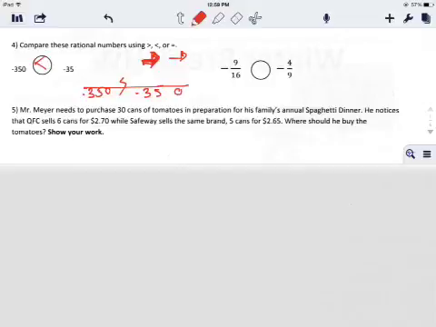These are a little trickier because I can't really think of a common denominator off the top of my head, so I'm going to use another trick here. I'm going to use cross multiplication, right? So 9/16 and 4/9. I am going to multiply 16 times 4, and that would be 64, and 9 times 9 is 81.